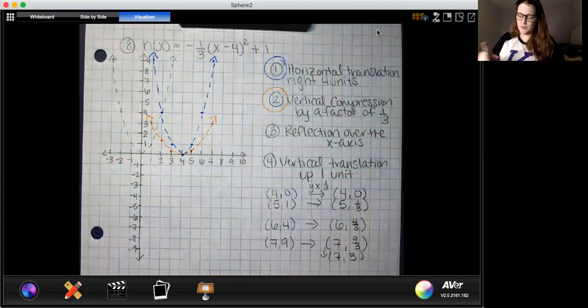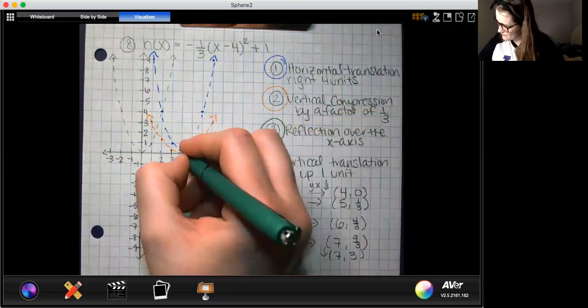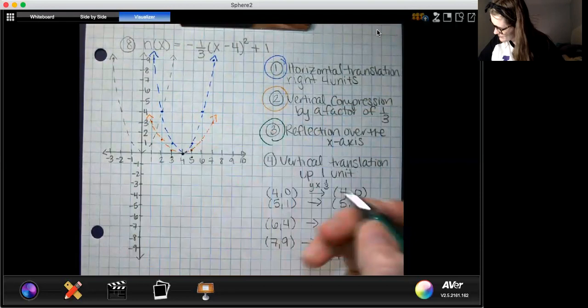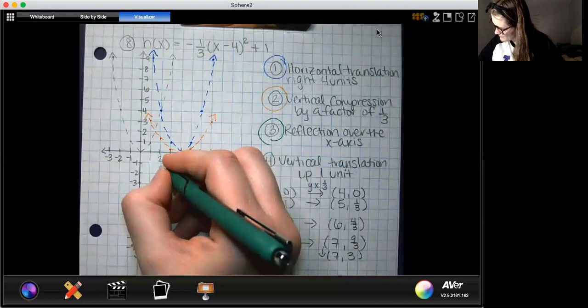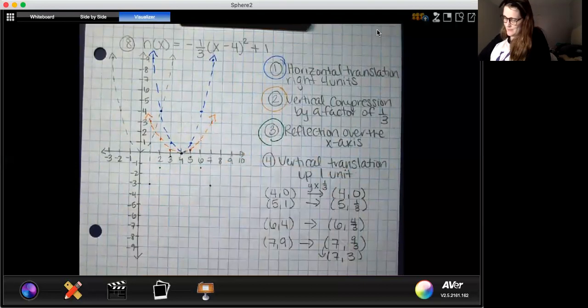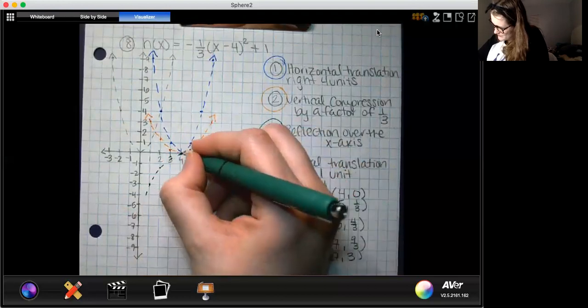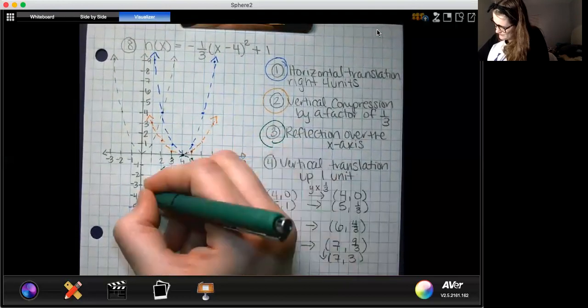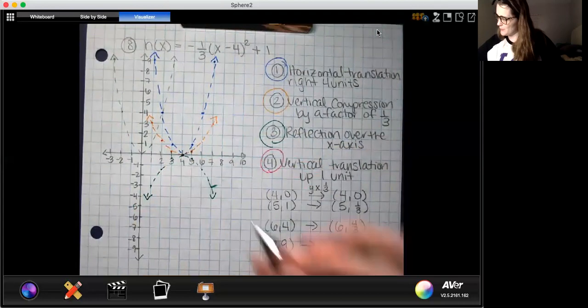Now we're going to do our reflection. Oh no, I've been doing so good. Last but not least, vertical translation up 4 units. Sorry, not up 4, up 1 unit, my apology. We're going back up.